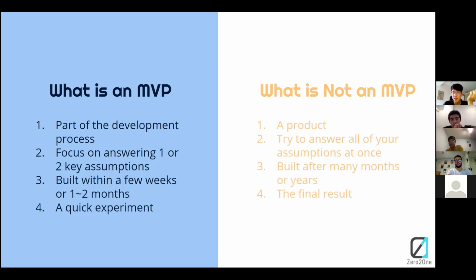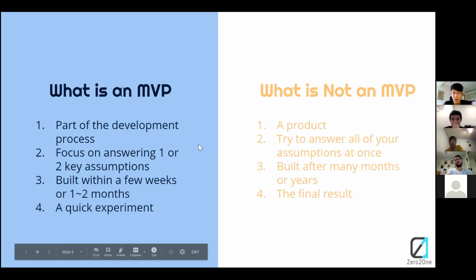And what is not an MVP is exactly that: it's not a final product. You're not supposed to build this MVP and then launch it as the final product, like what you want it to look like at the end. This should be more like, all right, I want to test out an assumption, so I'll build this product to test out my assumptions, and only a few assumptions, not answering all the assumptions at once. Yeah, so it's not a final result.